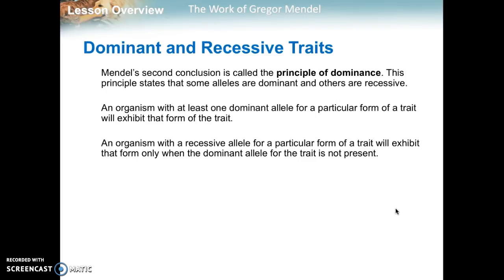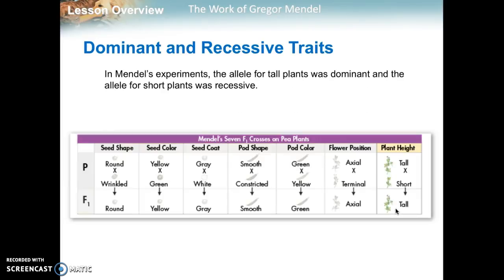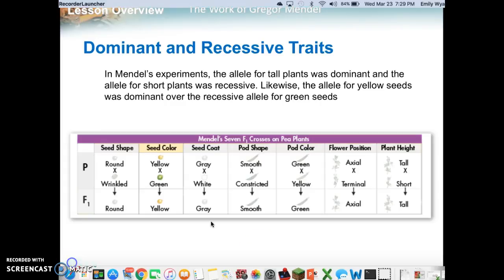Mendel's second conclusion was the principle of dominance, which states that some alleles are dominant while others are recessive. Any organism with at least one dominant allele for a particular form of a trait will exhibit the form of the trait. An organism with a recessive allele for a particular form of a trait will exhibit that only when the dominant allele is not present. In Mendel's experiments, the allele for tall plants was dominant and the allele for short was recessive. So as you can see, the allele for yellow seeds is also dominant over the recessive allele for green seeds.